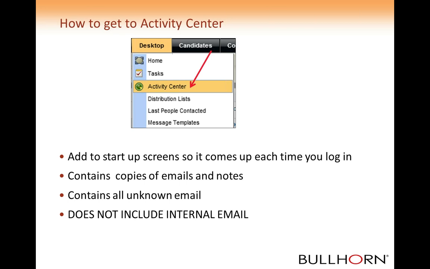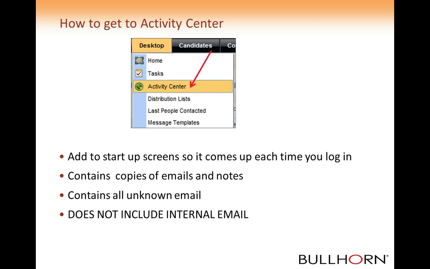Okay, your Activity Center will have copies of emails and notes. It will contain all unknown emails, so everything that does not have a matching email address in Bullhorn will also show in the Activity Center. And very important, the Activity Center does not include internal email. That's by design because we wanted to filter this out.